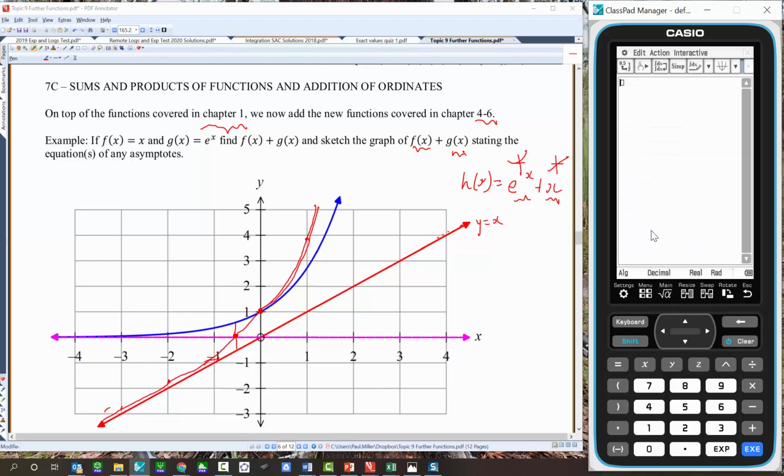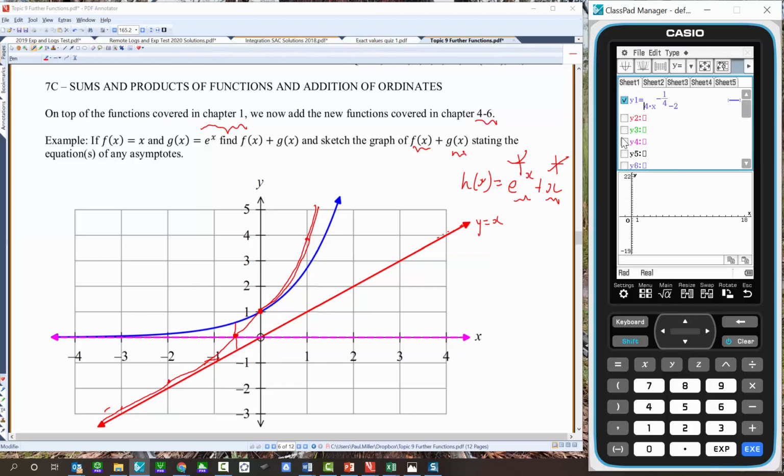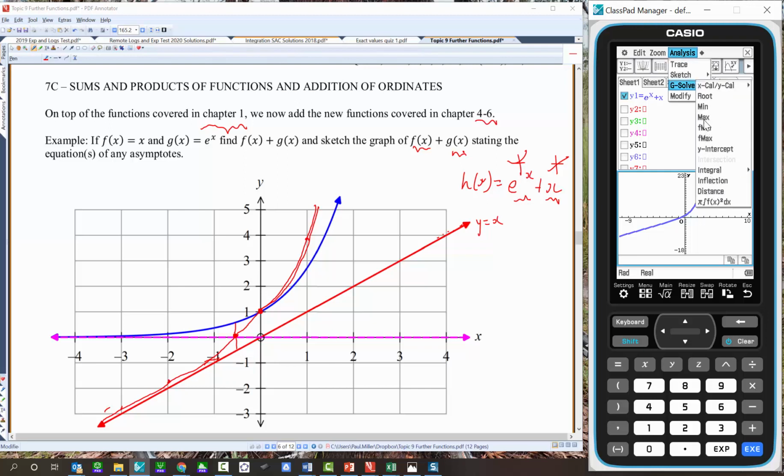So we'll go main, no, we'll go graph and table. Let's just check out e to the x, shift 4, plus x. All right, so as suspected, looks very much like that. What the x-intercept is, analysis, g-solve, root, negative 0.56, not bad. All right, so that's by sight. The value of it is negative 0.56.